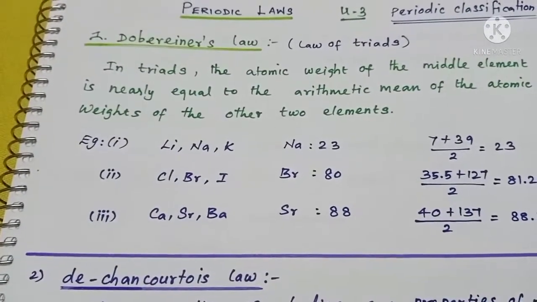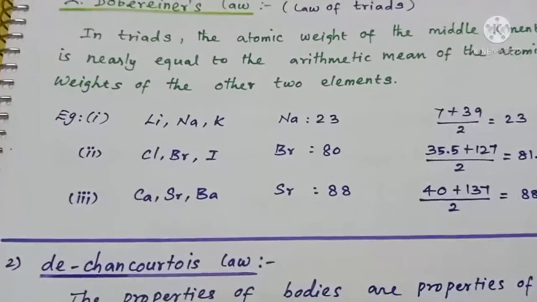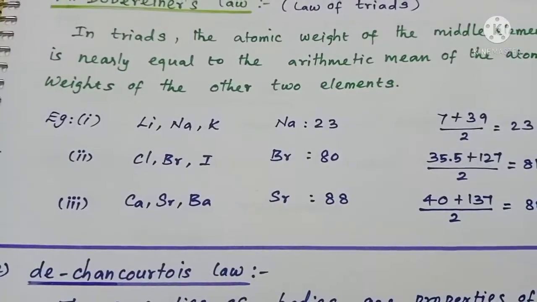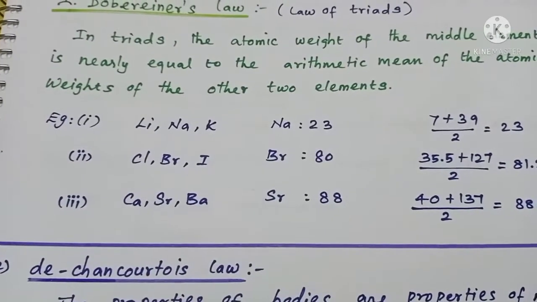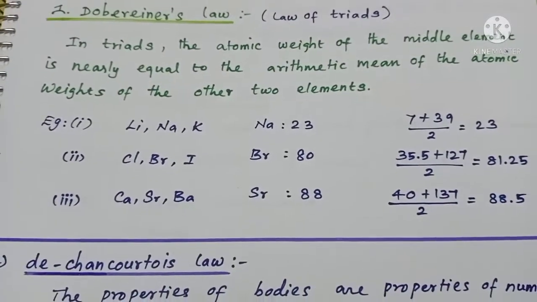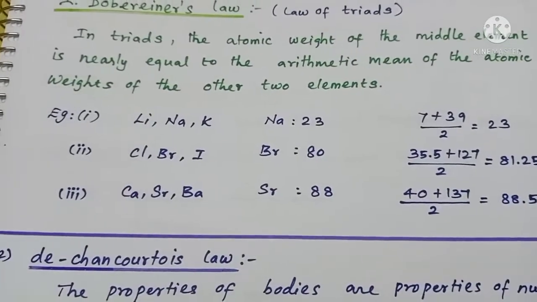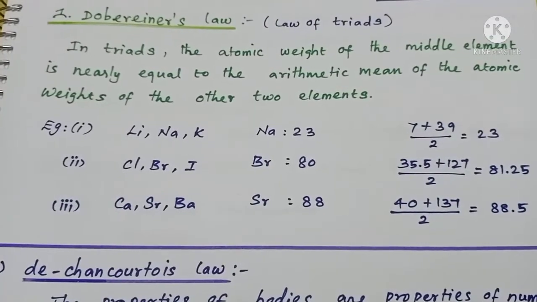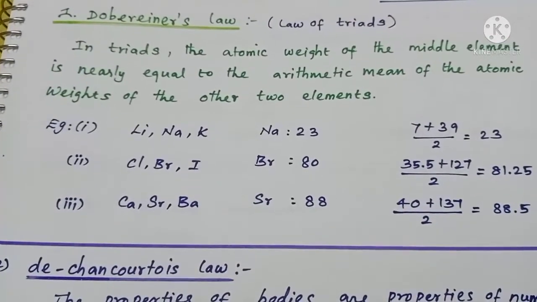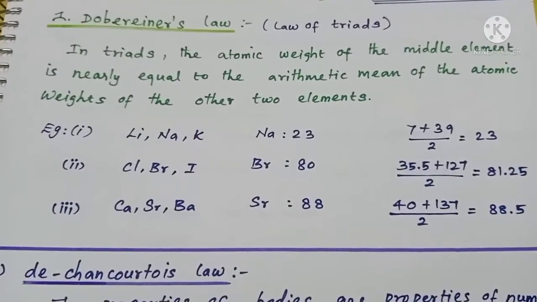Right. Similarly, the third example: calcium, strontium and barium. The atomic weight of calcium is 40, barium is 137. The average of these two numbers is 88.5, which is nearly 88, the atomic weight of the middle element strontium. So these are some evidences for Dobereiner's law of triads.